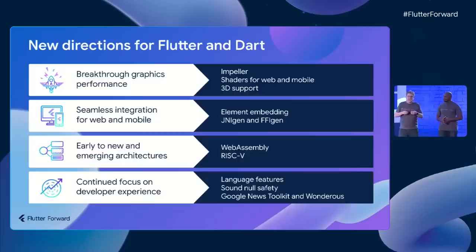So as we talk a little bit about the kinds of things that we're working on, I want to just summarize the 4 themes that we talked about earlier on. We talked about the really high-performance graphics. We talked about how we're working on expanding Flutter to different directions. We've talked about new architectures that we're supporting. We've talked about how we integrate seamlessly between web and mobile. And we've talked about our focus on the developer experience. And so this slide kind of summarizes all of the different things that we've been working on.